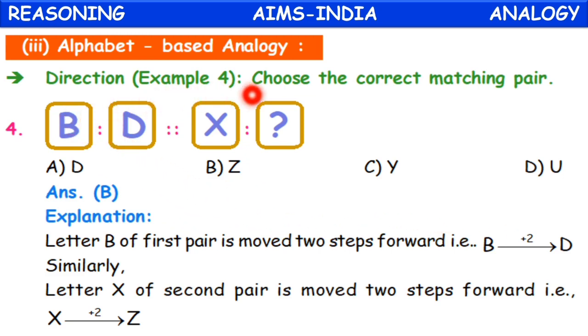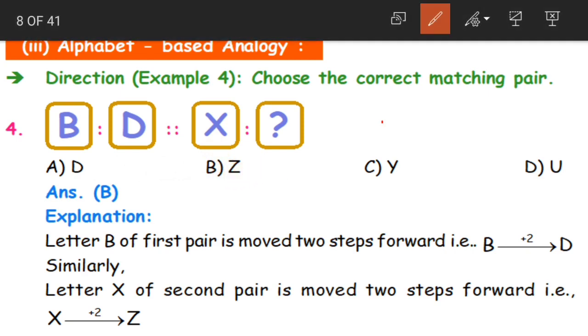Next, alphabet based analogy. Now choose the matching pair. We are having B, D. Then we have X and then dash. So B is related to D and in the same way X is related to dash. If you look at the alphabets, children, A, B, C, D, E, from B if we take 2 steps, 1, 2. Where do we arrive? We arrive at D. Yes, from B if we take 2 steps, we arrive at D.